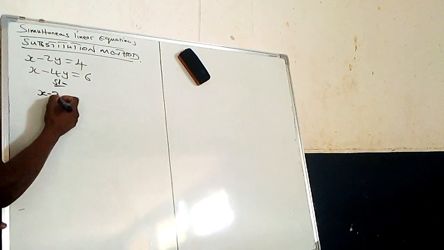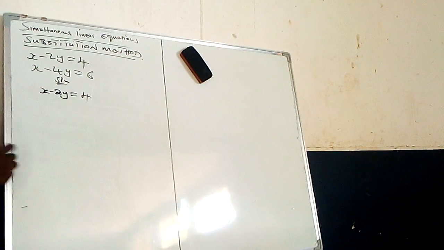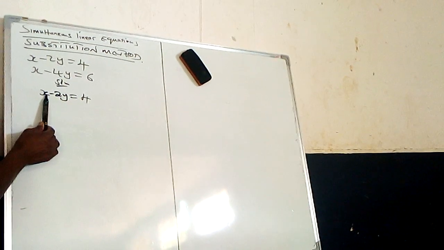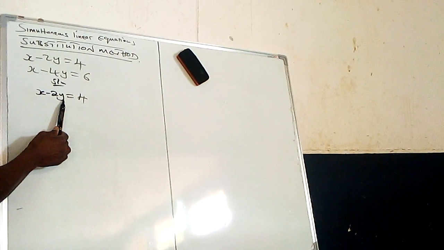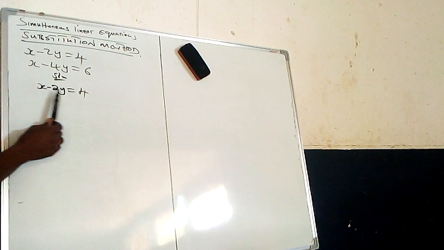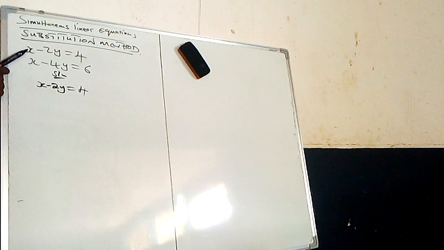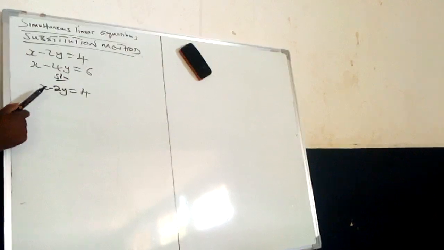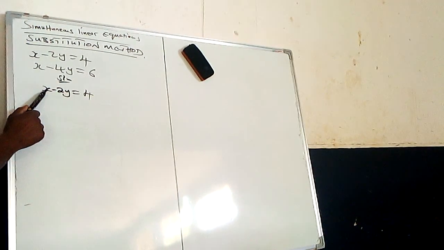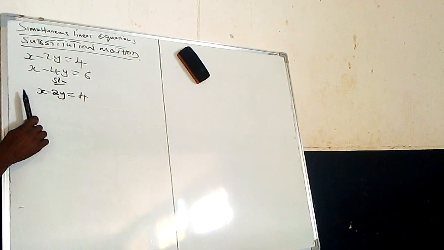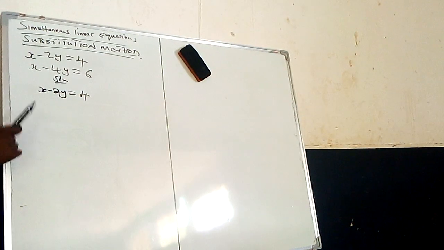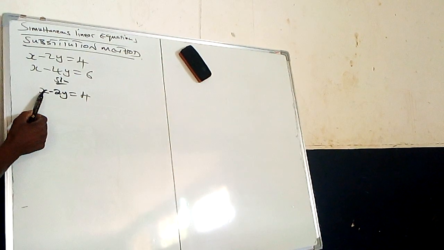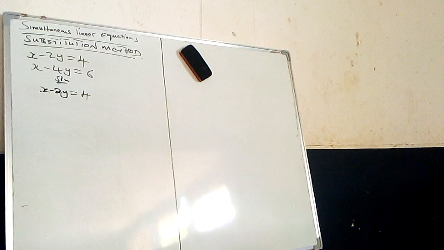This is x minus 2y is equal to 4. So what you do here, we're going to make either the x or y variable be the subject of the formula. Take note, after picking one of the two equations, you make either x or y be the subject of this particular equation. That's what you do. So in this case, I'll go for x. I want to make x be the subject of formula. How do I do it?